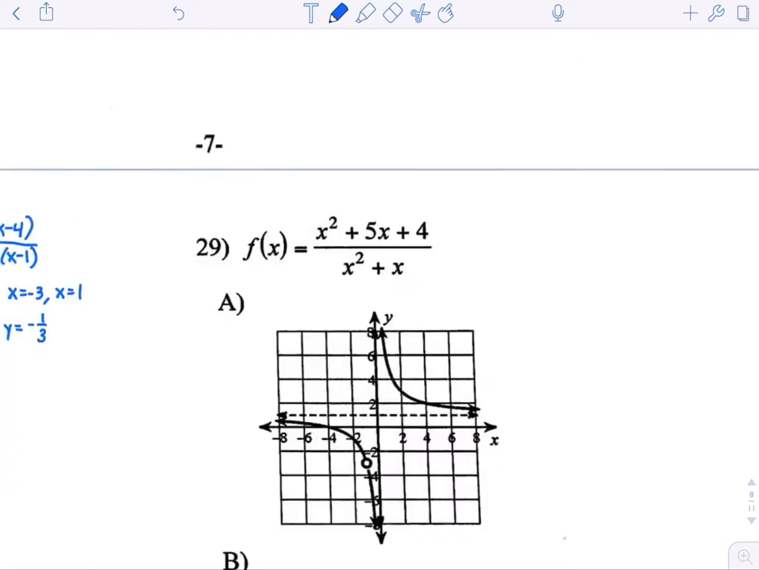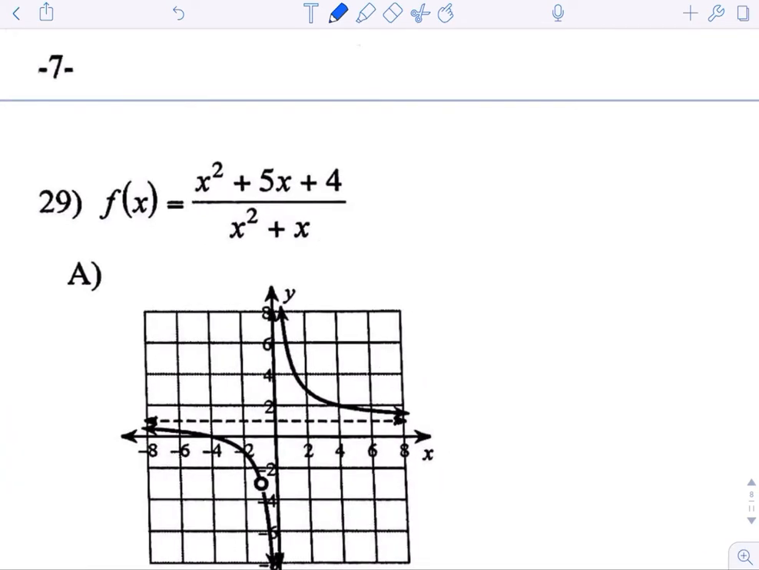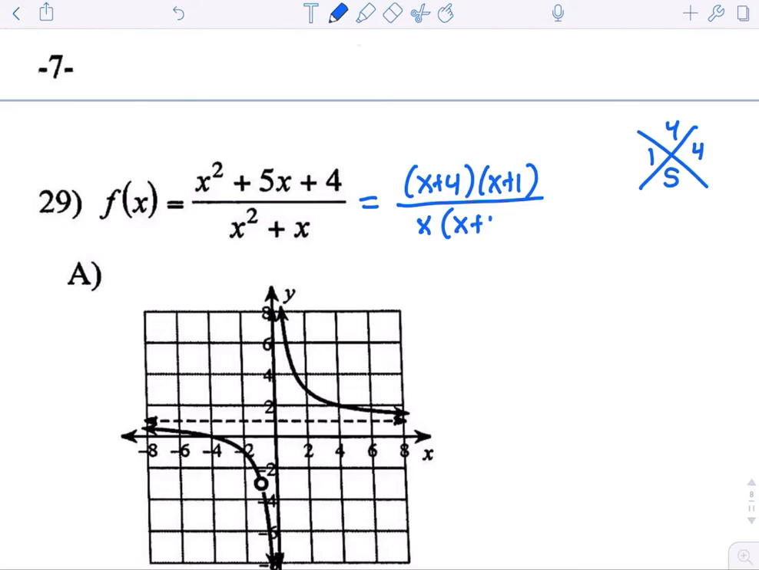Alright? Okay, 29. Remember, factor first, right? So we're going to get x plus 4 and x plus 1. If you want to see me do that, 4 on top, 5 on bottom. Two things that multiply to 4 and add up to 5, it's 4 and 1, so that's how I got that. Now for the bottom, you can factor out an x from both, so x plus 1.